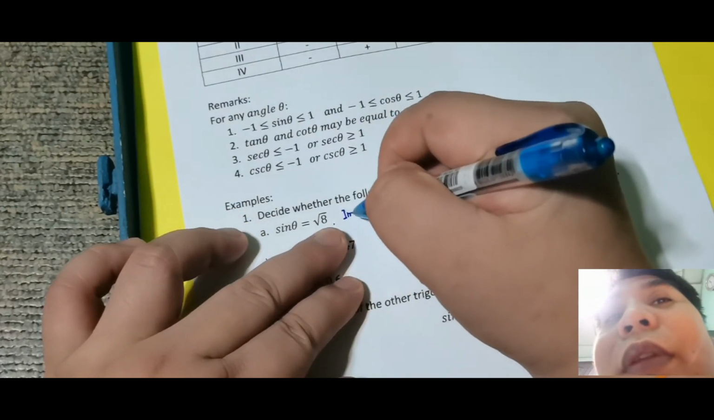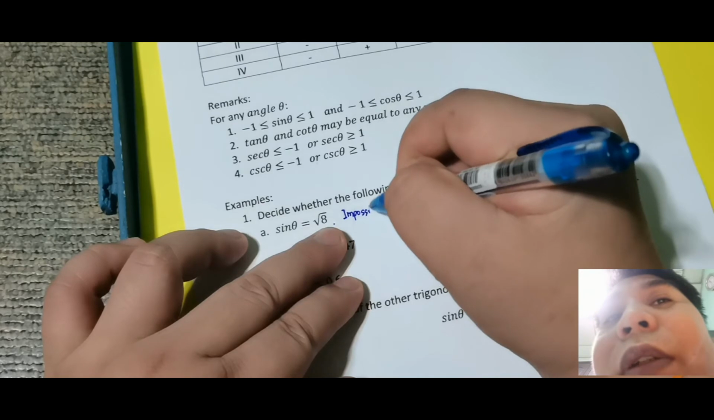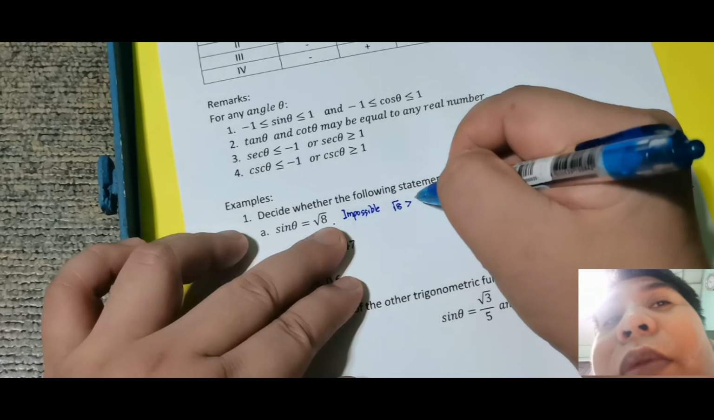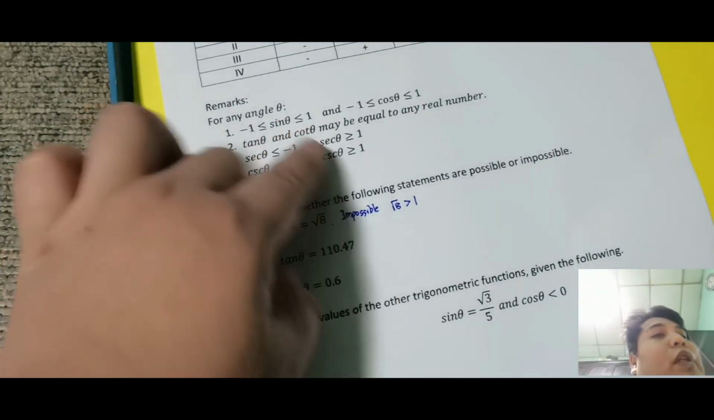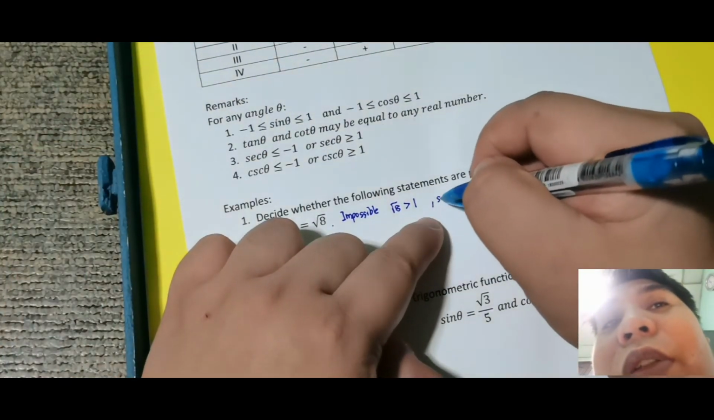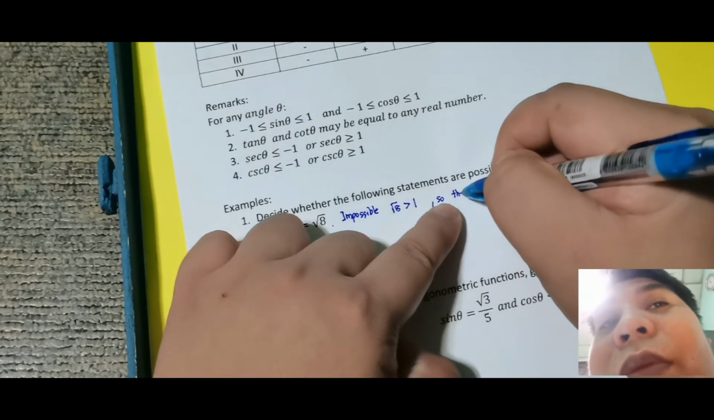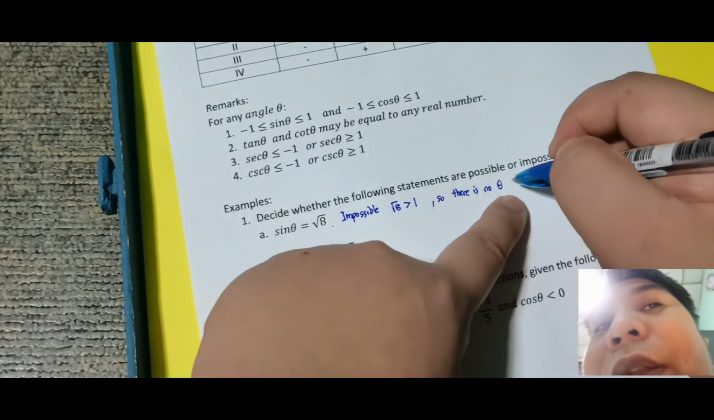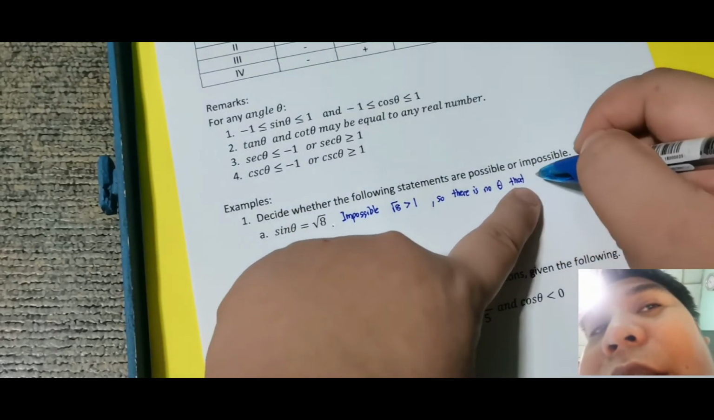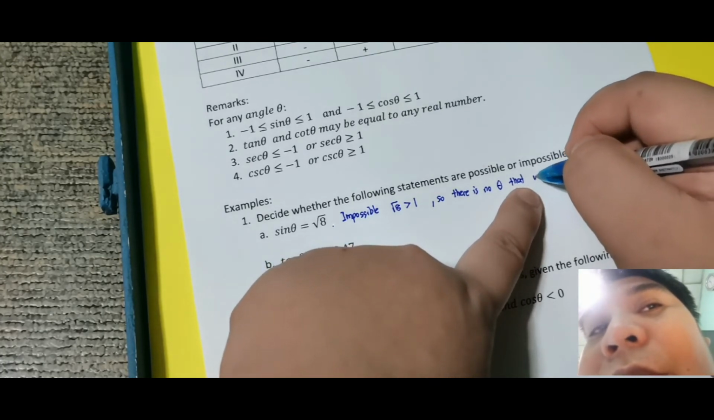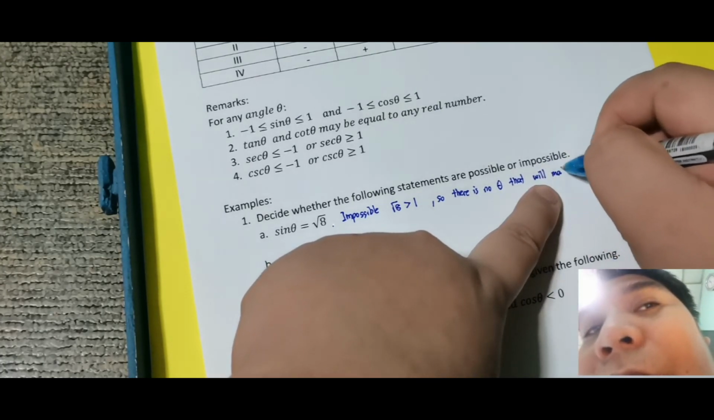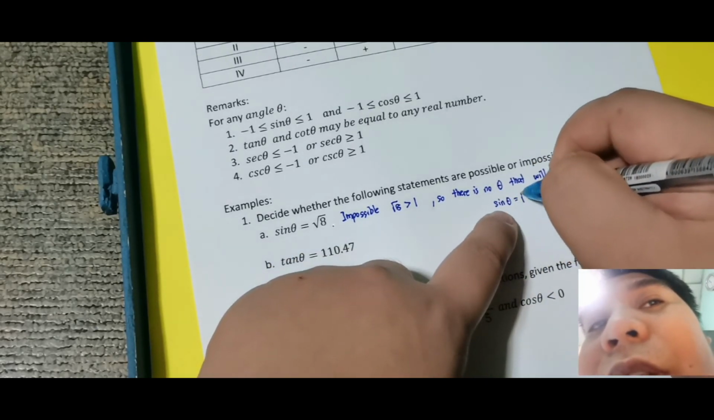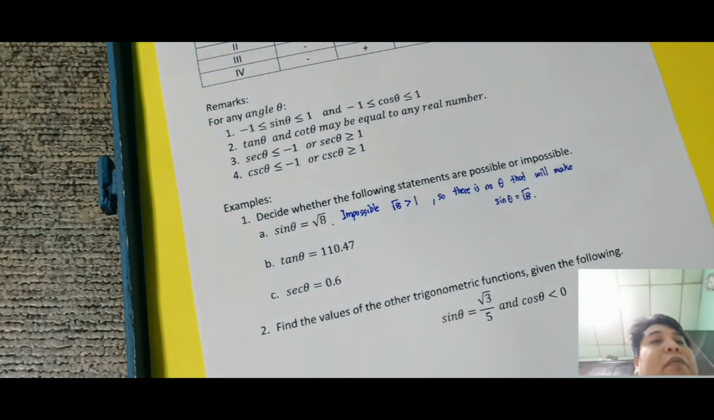This is impossible since square root of 8 is greater than 1. Kasi mas mataas siya dun sa 1 eh. So, there is no theta or angle theta that will make sin theta equal to square root of 8. Kasi nga lagpas siya. Okay?